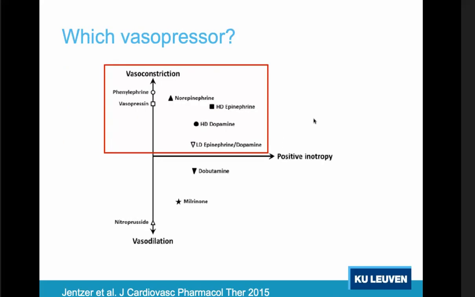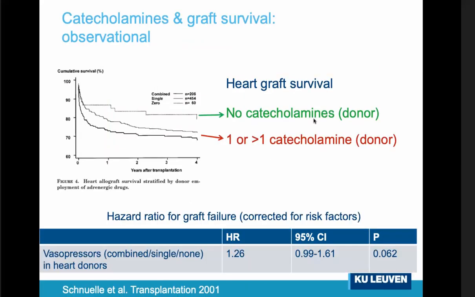Then the next question is which vasopressor we should prefer in brain-dead organ donors. Also here, no comparative RCTs that compared one vasopressor to the other head-to-head, so we have to rely on lower quality of evidence. Traditionally, the use of catecholamines has been disfavored because in observational studies, the use of catecholamines has been associated with a trend towards a lower survival of cardiac grafts after transplantation, and this was also when corrected for risk factors. And this was shown or suggested by this study, but also by other studies.